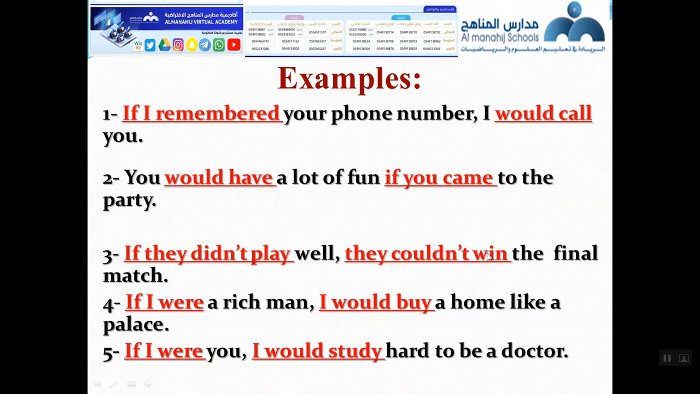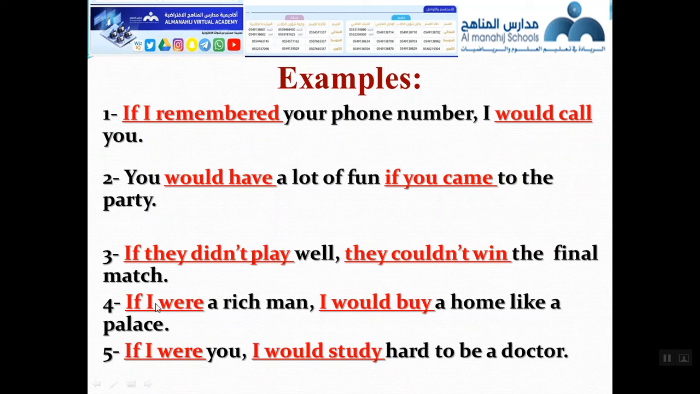Number three, if they didn't play well, they couldn't win the final match. Here I started with the if clause, so I used a comma here. Here I started with the main clause, so I didn't use a comma here. Number four, if I were a rich man, I would buy a home like a palace.